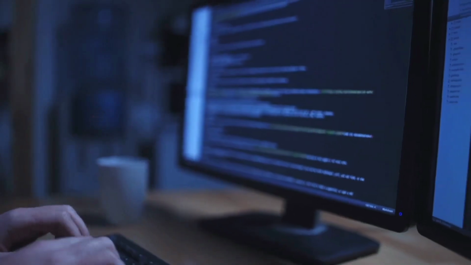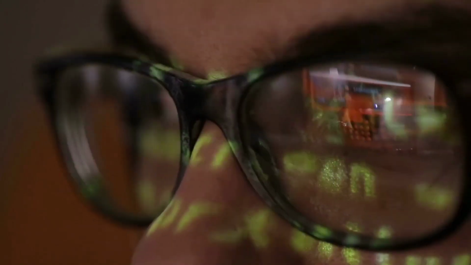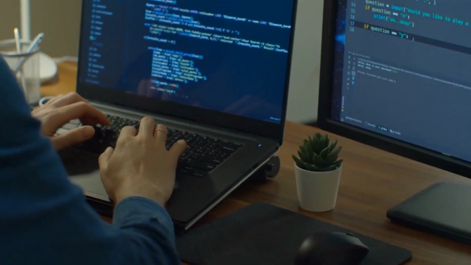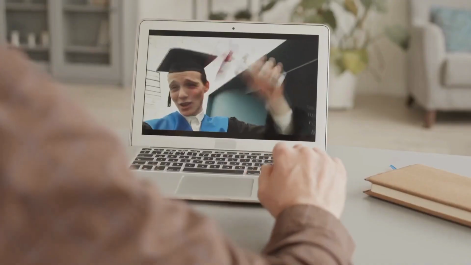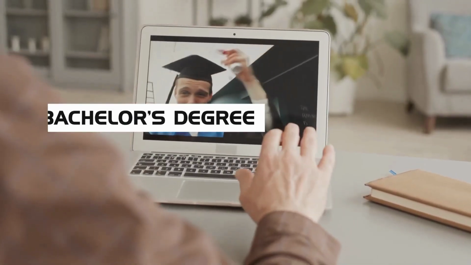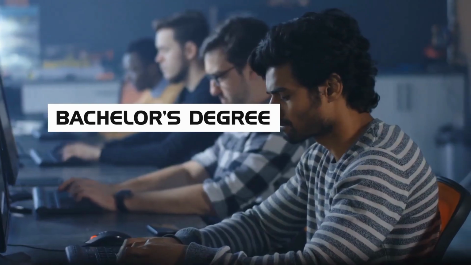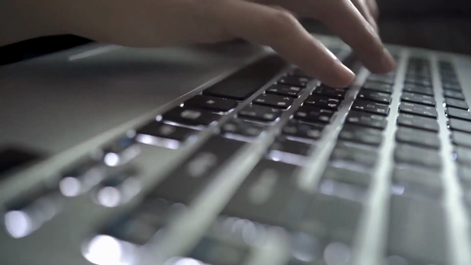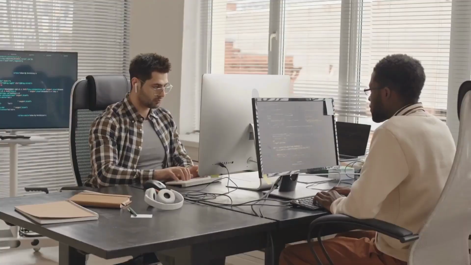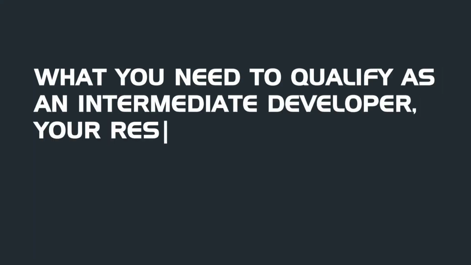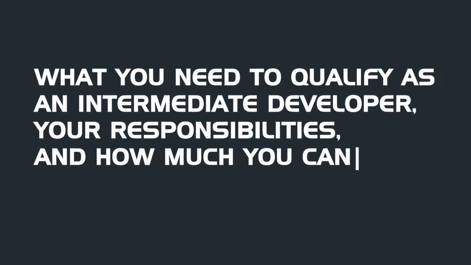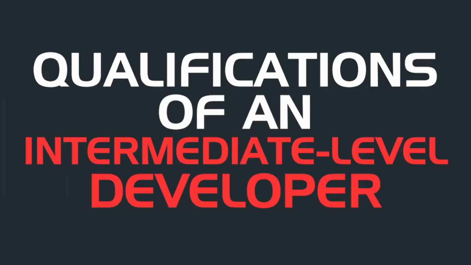They are able to create their own code, work with little or no supervision, and coordinate parts of the overall project. You might also be required to have a bachelor's degree in computer science, with equal competence in full-stack development. In the remaining part of this video, we're going to talk about what you need to qualify as an intermediate developer, your responsibilities, and how much you can expect to earn in your role. Qualifications of an intermediate level developer.